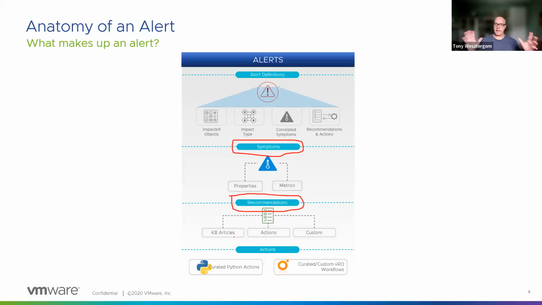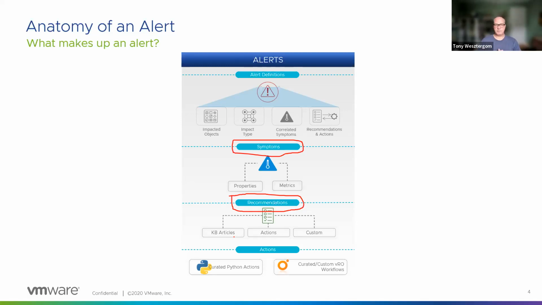So the action part, if you want to go back to my analogy, is you can pay the bill. You can either pay it with a recommendation of sending a check, or if you want to use an action, hey, go to the website and pay the bill right now. So hopefully that gives you a better understanding of the idea around an alert in Aria Operations versus vCenter.